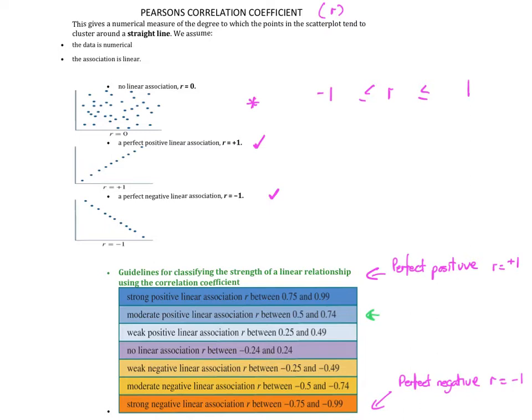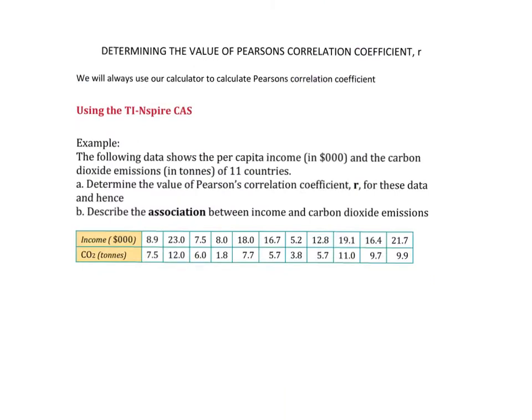If we're only given graphs and not a table of values, then it really is just going to be a guesstimate as to what our R value is, so a best ballpark figure. But if we're given a table of values, then we should be able to work out, using our calculator, our Pearson's correlation coefficient. In this example, we are given a table of values, so we should be able to work out our Pearson's correlation coefficient exactly.